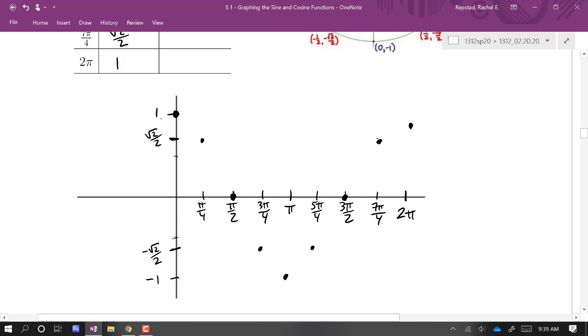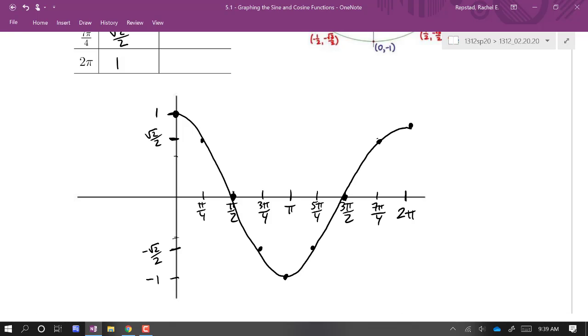Now we're just going to draw as smooth a curve as we can that goes through those points. The behavior looks a little bit different, but it's really quite similar. We're looking at a single period of cosine that starts at 0 and ends at 2 pi. It just looks a little different than sine, but it's really the same.